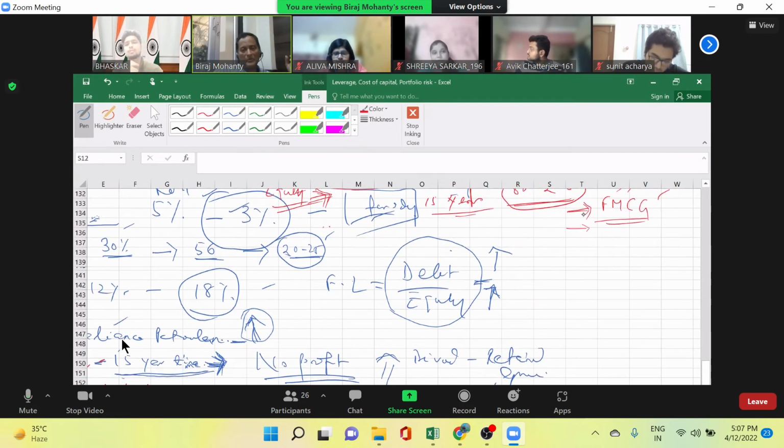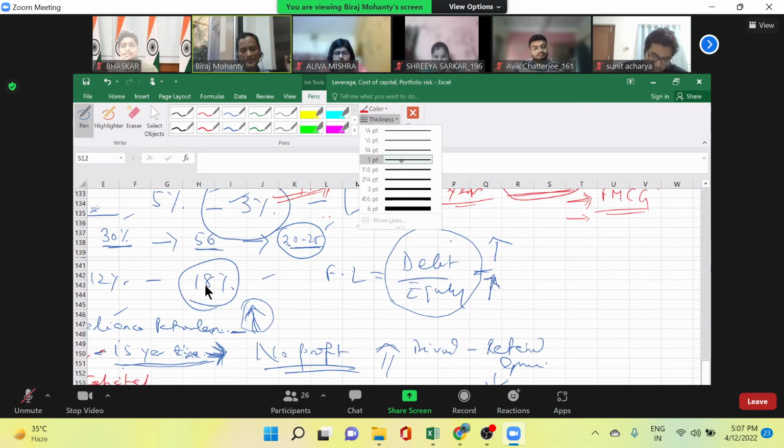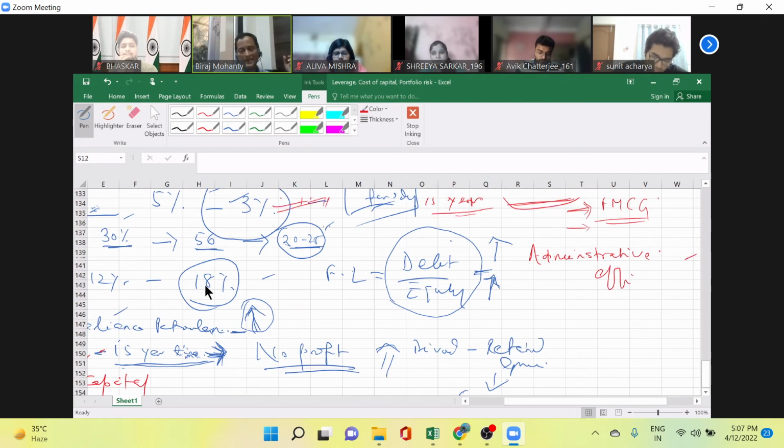So every merger story is a different story. HDFC and HDFC Bank, their merger story is different. What for are they doing it? They are doing it for administrative efficiency, because both are from the same parent.